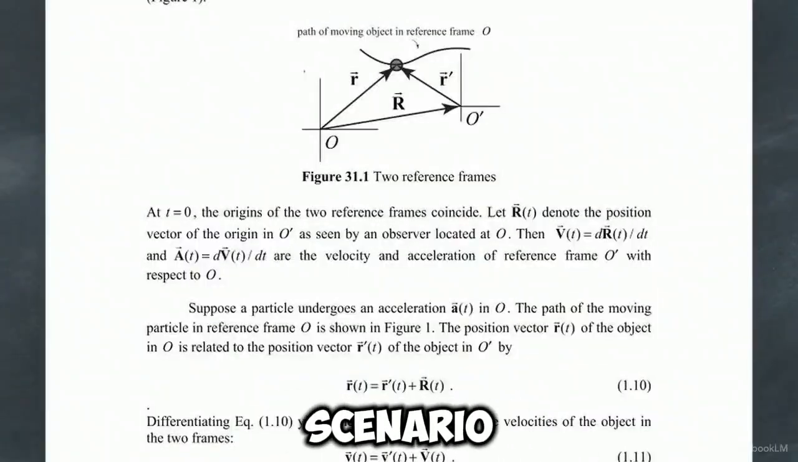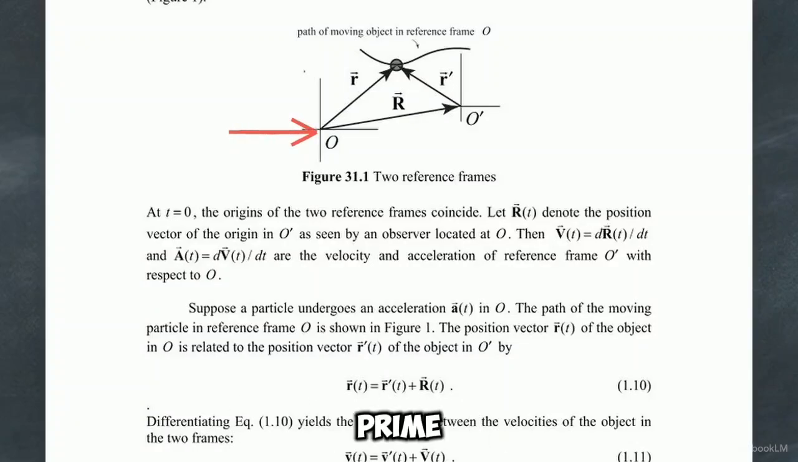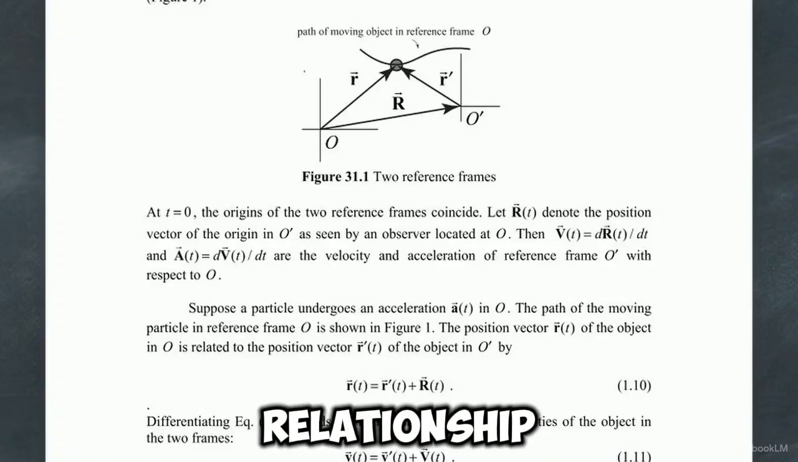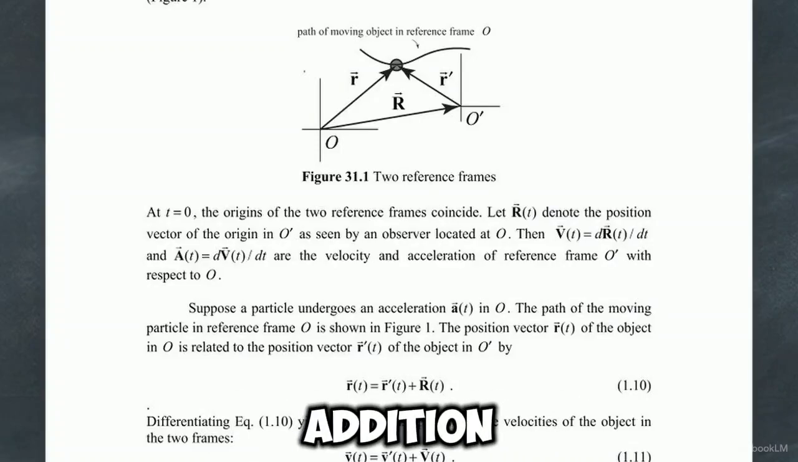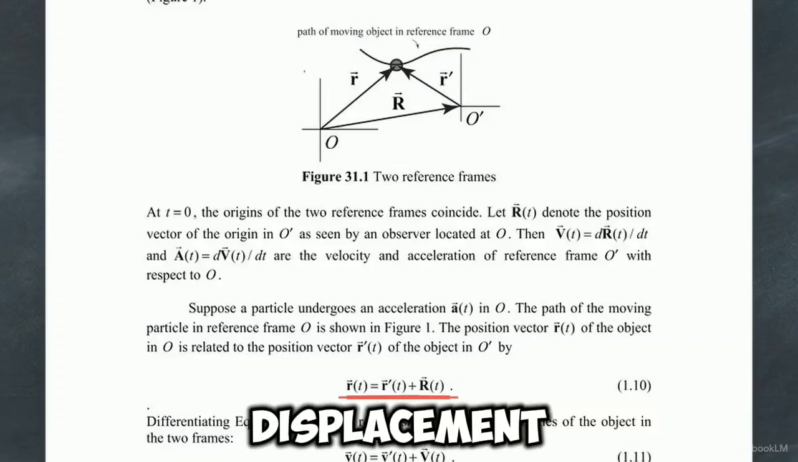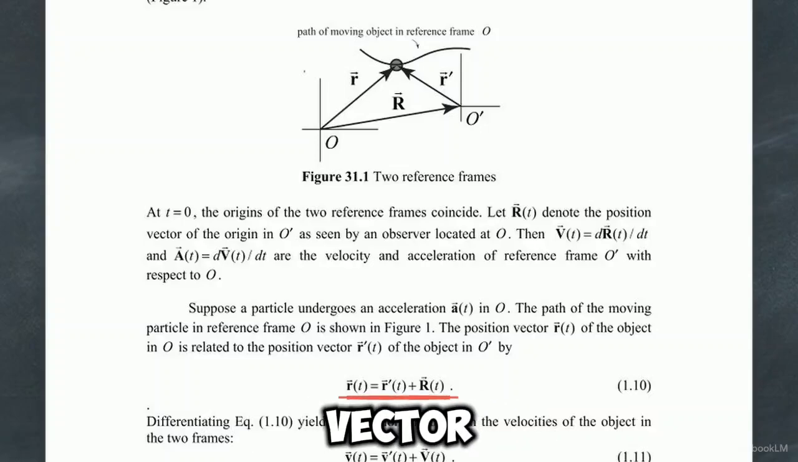This figure illustrates the simplest non-inertial scenario. We have a stationary frame, O, and a second frame, O', that is accelerating linearly away from it. The relationship between the two is basic vector addition. The position of a particle in the stationary frame, vector r, is equal to its position in the moving frame, r', plus the displacement of the moving frame itself, vector R.